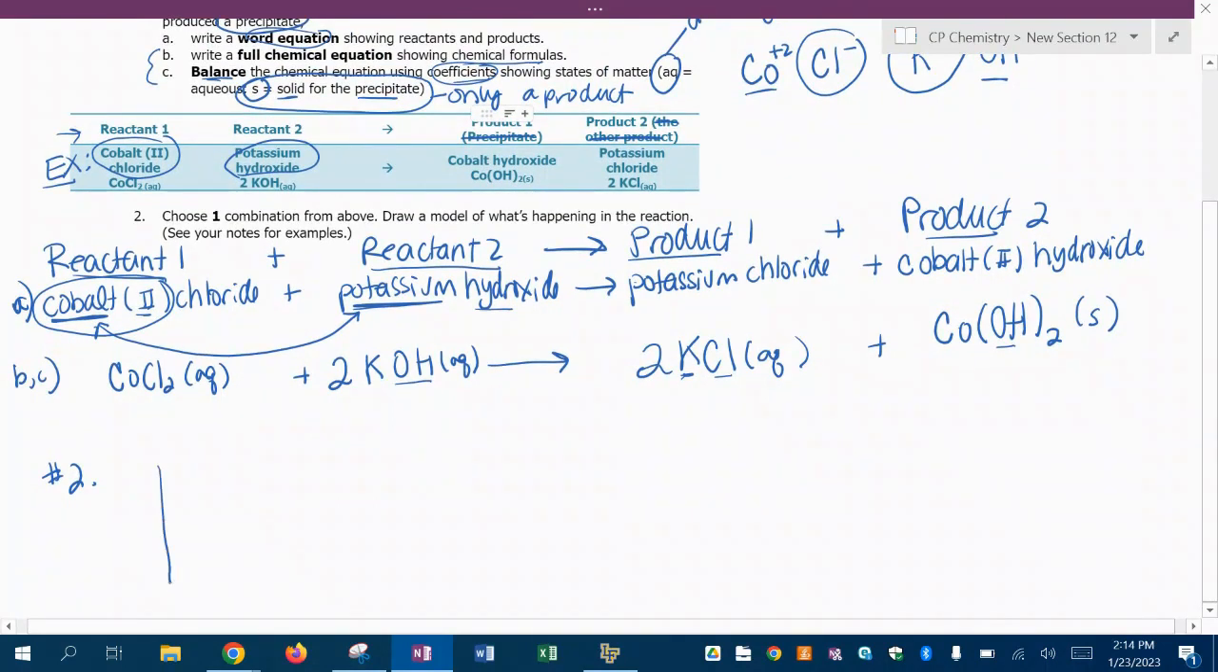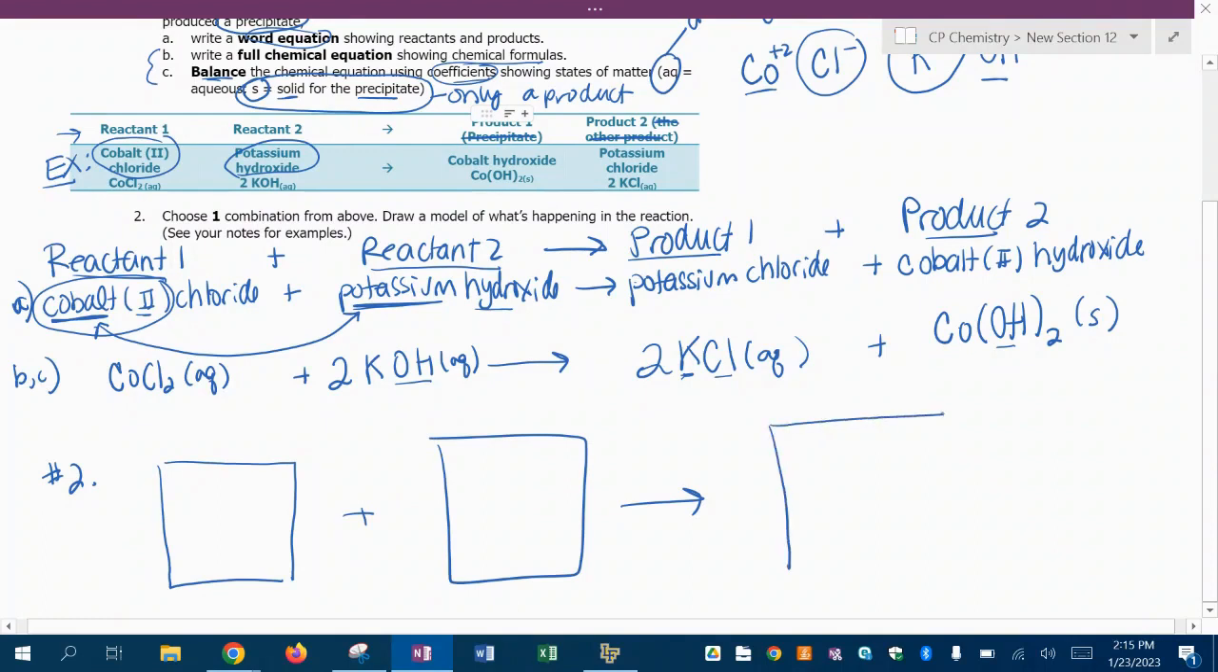So we're going to have 3 beakers. Here's our first beaker, plus our second beaker, and we're going to yield our products. The products will all be in 1 beaker. So for the first beaker, it's going to be the aqueous cobalt-2 chloride. Since it's aqueous, I'm going to put a little water in here. So there's my water. And remember, when it's aqueous, it breaks up into cations and anions.